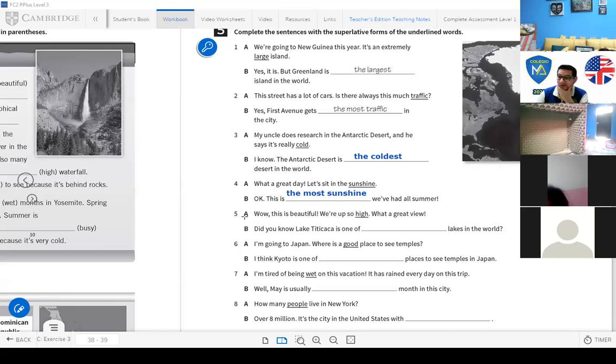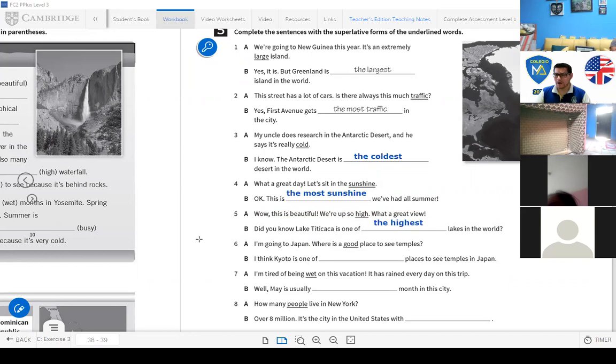Next. Well, whoa, this is beautiful. We're up so high. What a great view. Did you know Lake Titicaca is one of lakes in the world? How do you know? How do we make the superlative? Da. El adjetivo, high. Le agregamos st. Listo, ya está. No, it's one of the highest. Es uno de los más altos lakes in the world.